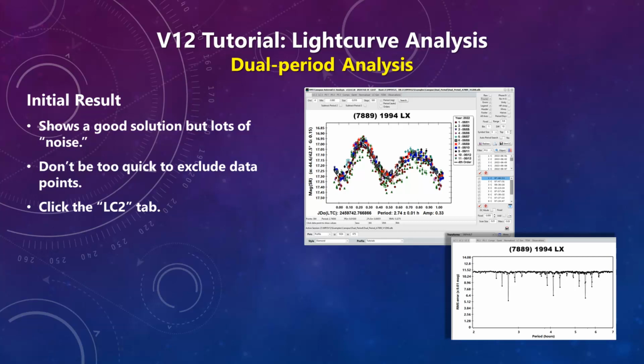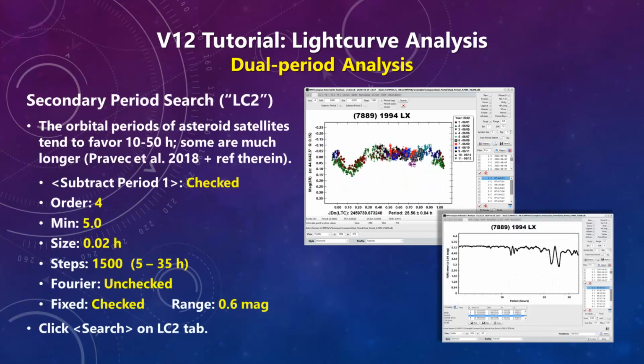In general, except for very obvious outliers, keep all data until you're sure you're on the right track to find a single or dual period solution. This is where experience and a general idea of the range of likely secondary periods for a binary are helpful. The parameters on the screen perform a search from 5 to 35 hours in steps of 0.02 hours.